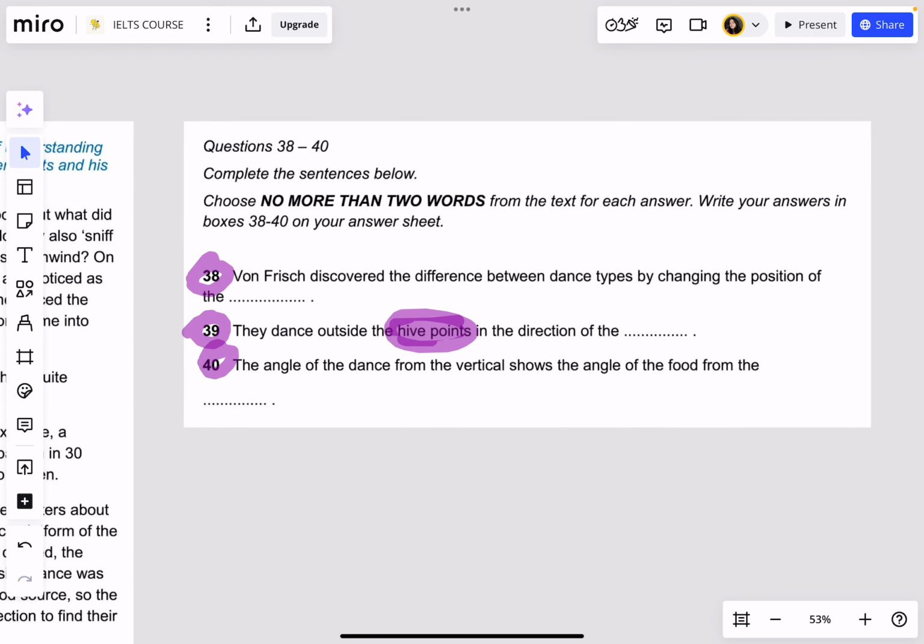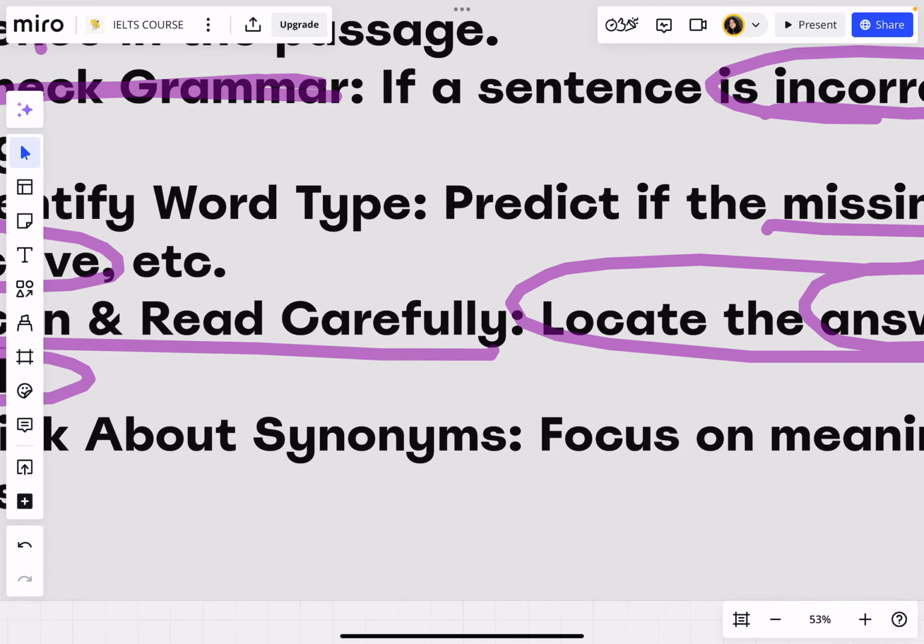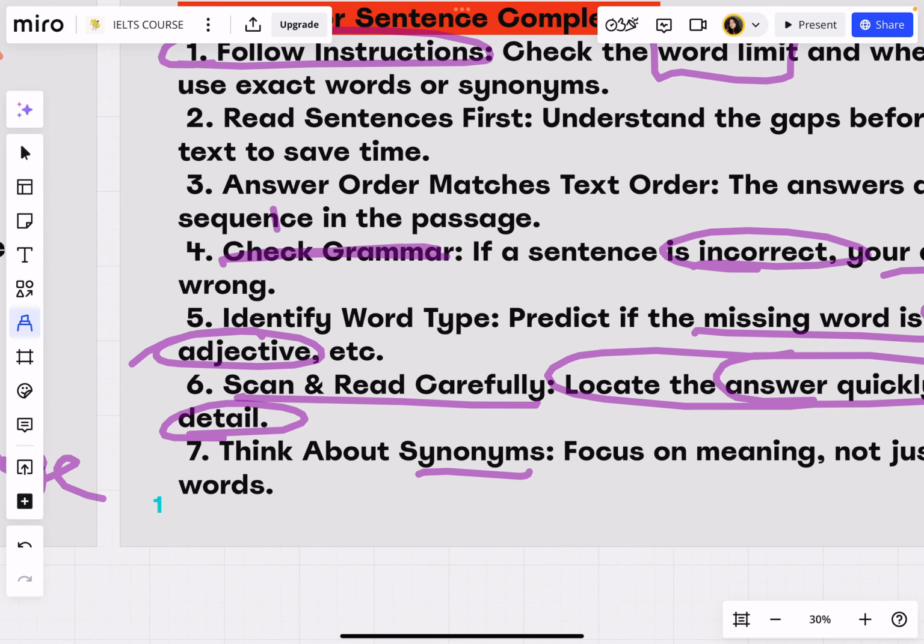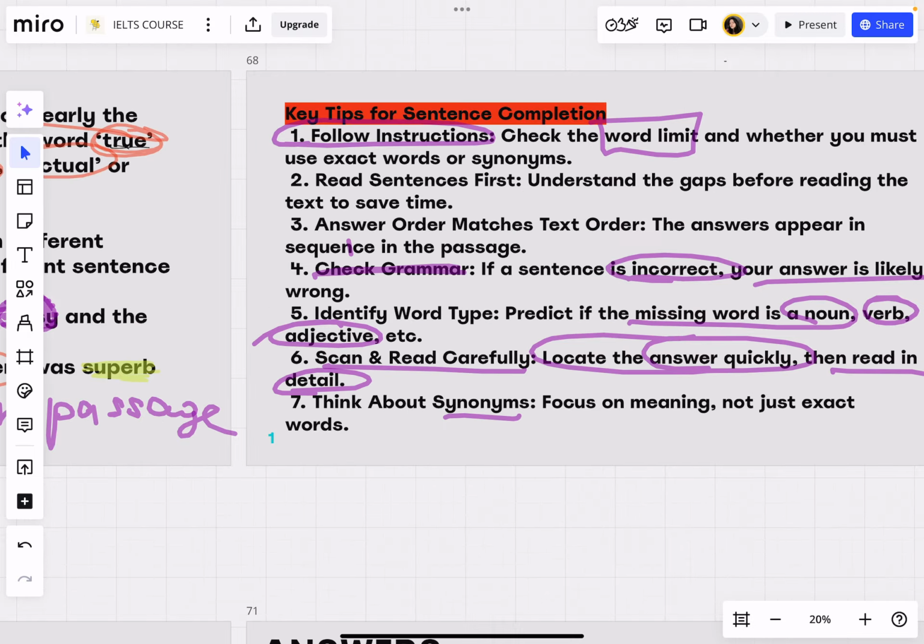So, okay, next one, it is think about synonyms and focus on meaning and not just the exact words.